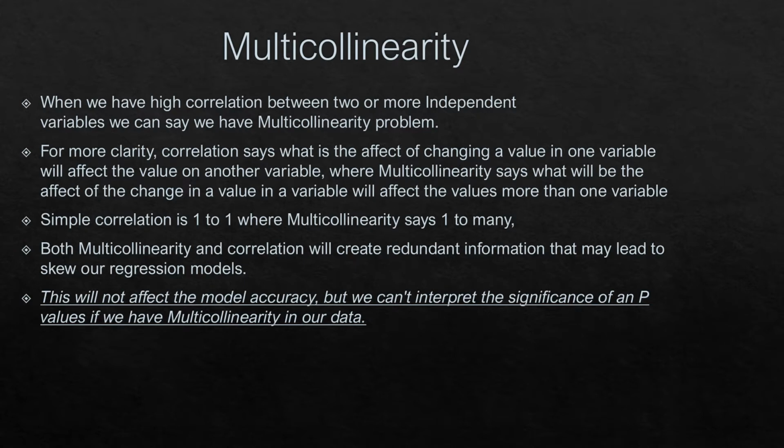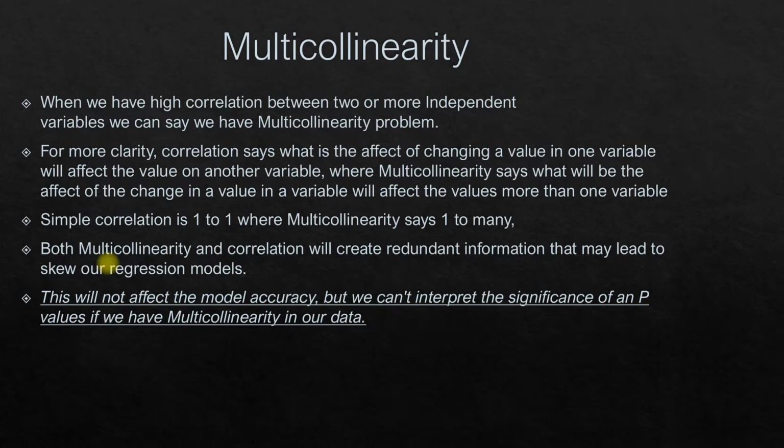Both multicollinearity and correlation will create redundant information that may lead to skewing our regression models, which means, obviously, if two columns or more than two columns are carrying the same information, then we are carrying duplicate information, that may skew our model. Either multicollinearity or correlation will never affect our model accuracy. The R square will always be good. But one of the major problems is this.